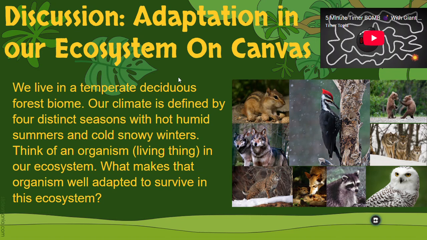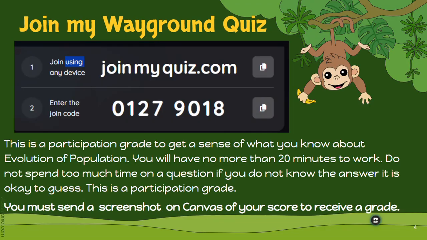It's a classwork grade where we live in a temperate deciduous forest biome. Our climate is defined by 4 distinct seasons with hot, humid summers and cold, snowy winters. So your task is to think of an organism in our ecosystem and what adaptations that organism has that make it able to survive well in the deciduous forest biome. And here are some examples of organisms that live in our biome. And some of these organisms have similar adaptive strategies.